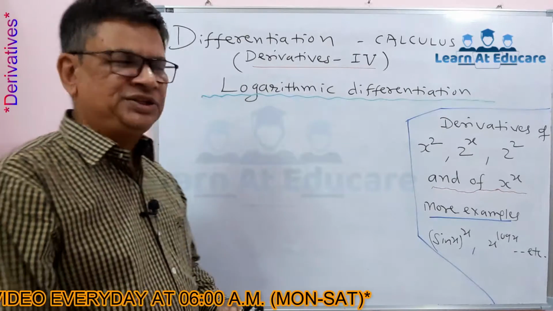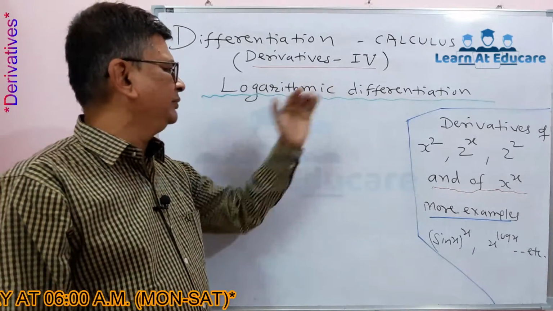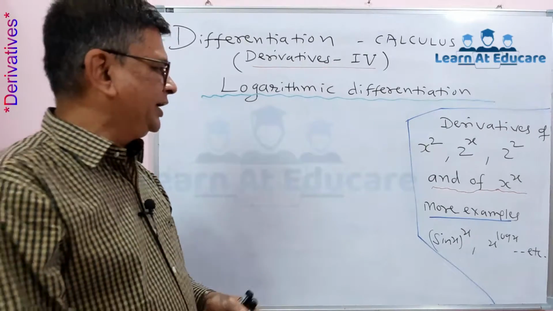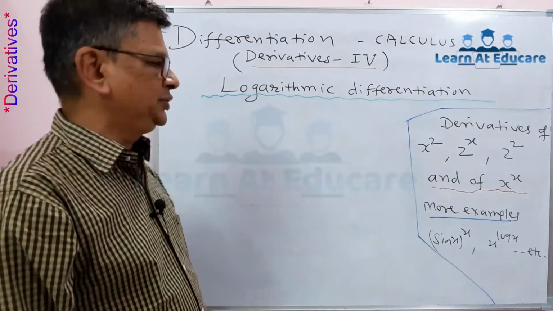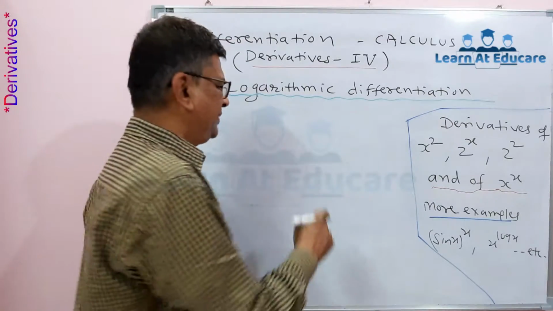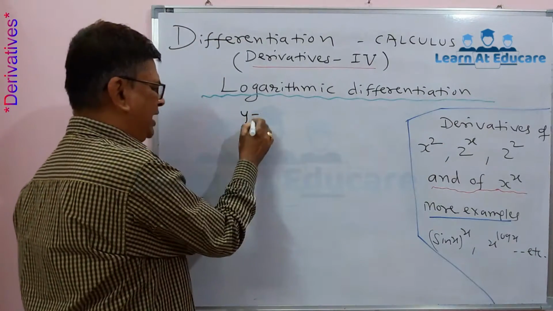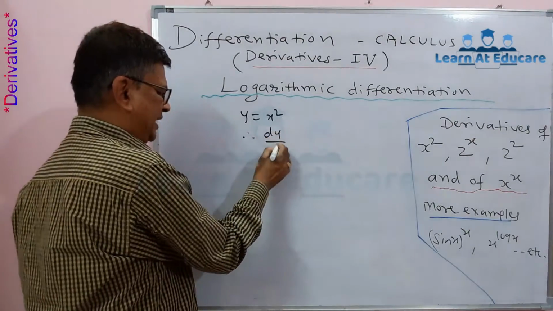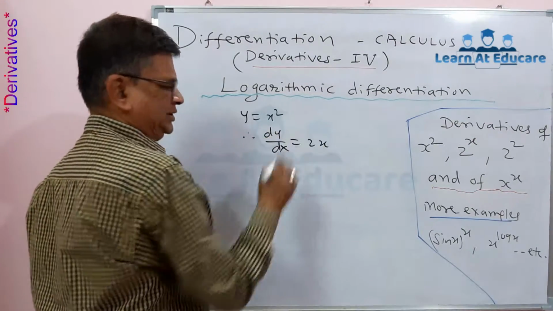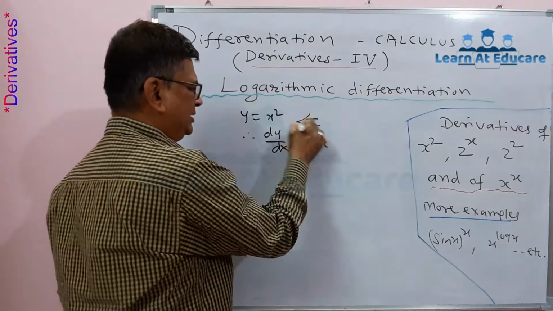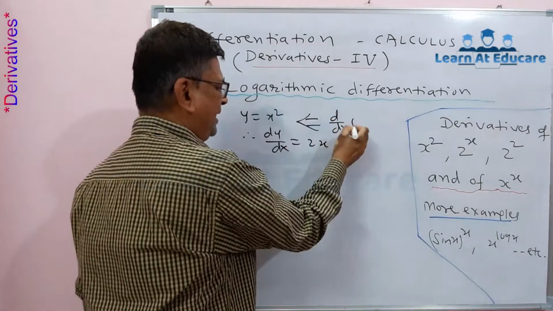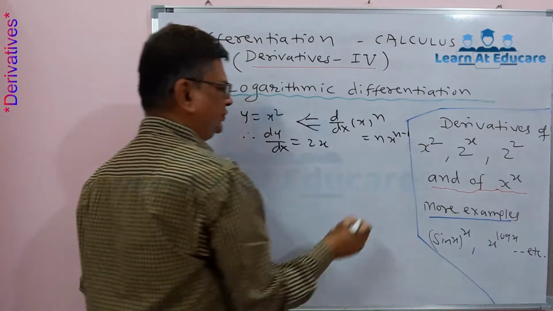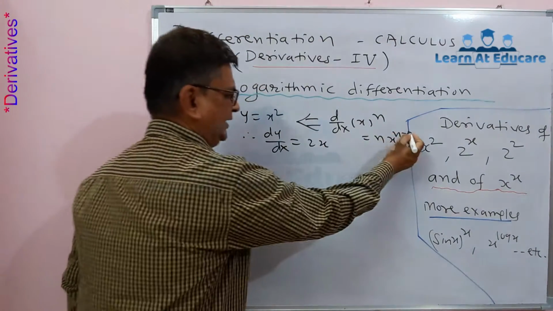Now today's session is on logarithmic differentiation. What is logarithmic differentiation? To understand its need, we have some examples. Suppose y equal to x square, then dy by dx will come as 2x. This is by the formula d by dx of x raised to n is equal to n into x raised to n minus 1.